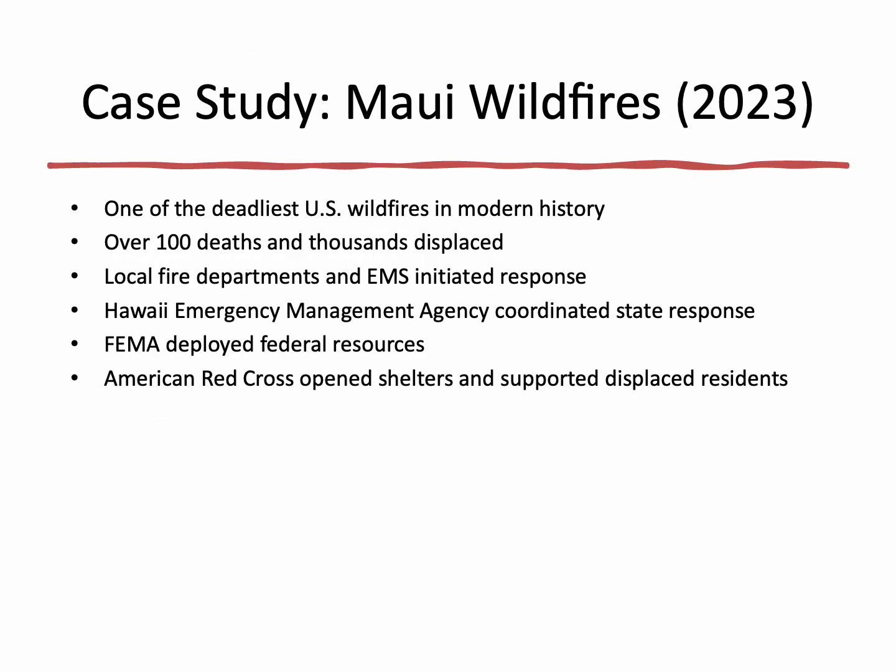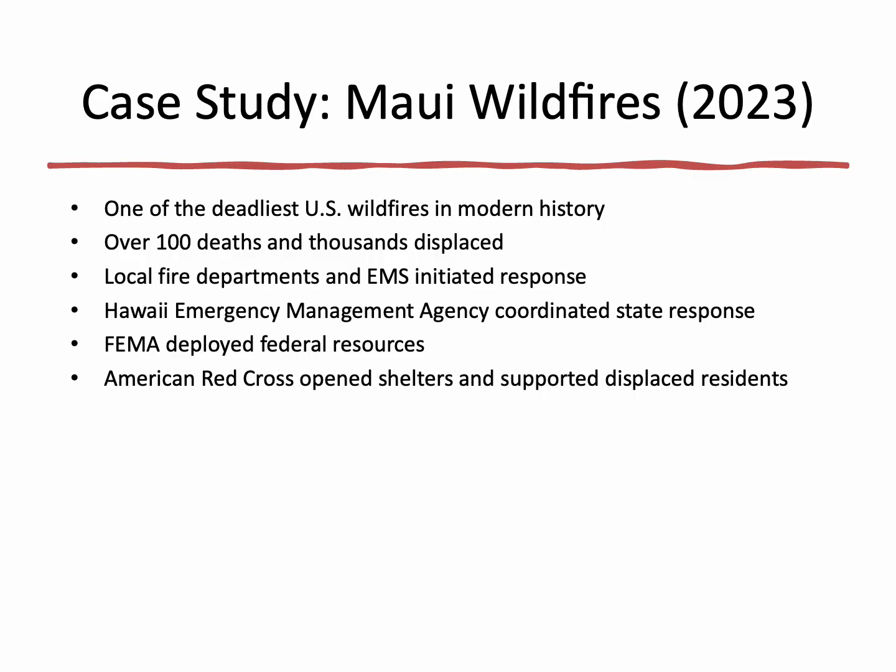All right, let's do one more. The Maui wildfires. The Maui wildfires provide an example of how disaster response unfolds rapidly and can escalate without warning. In August 2023, fast-moving wildfires destroyed large areas of Lahaina in Hawaii. High winds and dry vegetation allowed the fires to spread quickly, overwhelming local firefighting capacity.